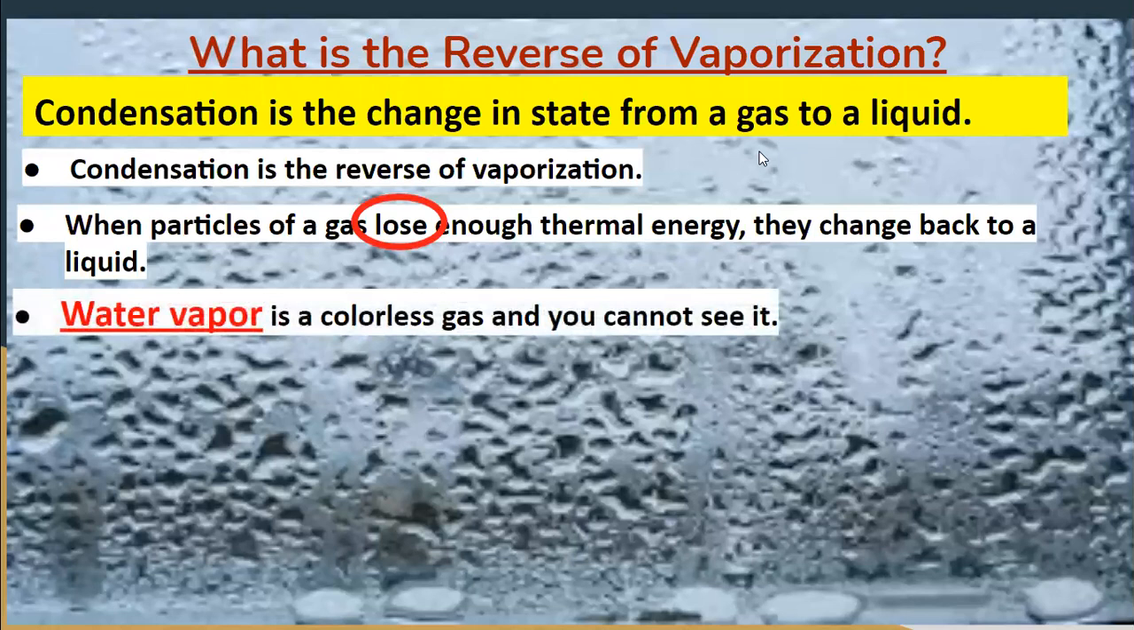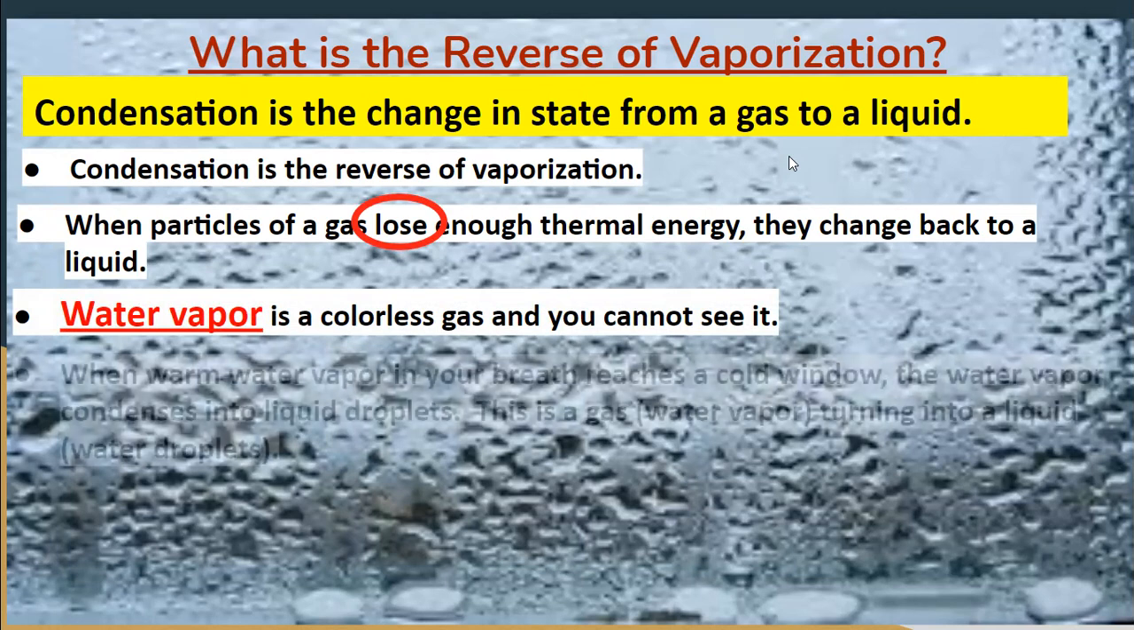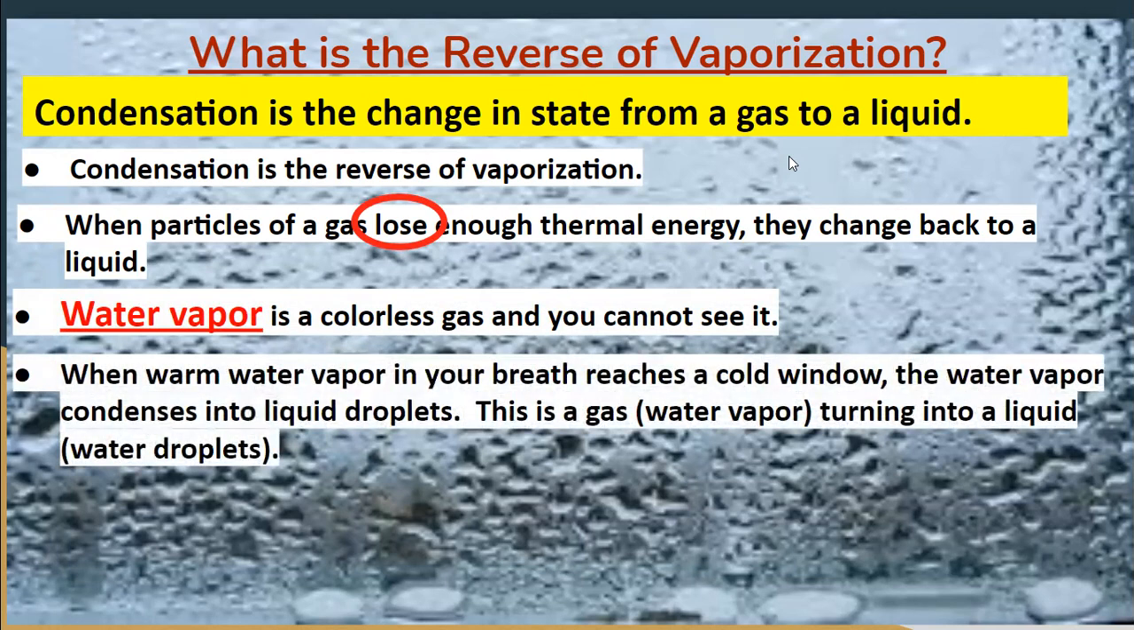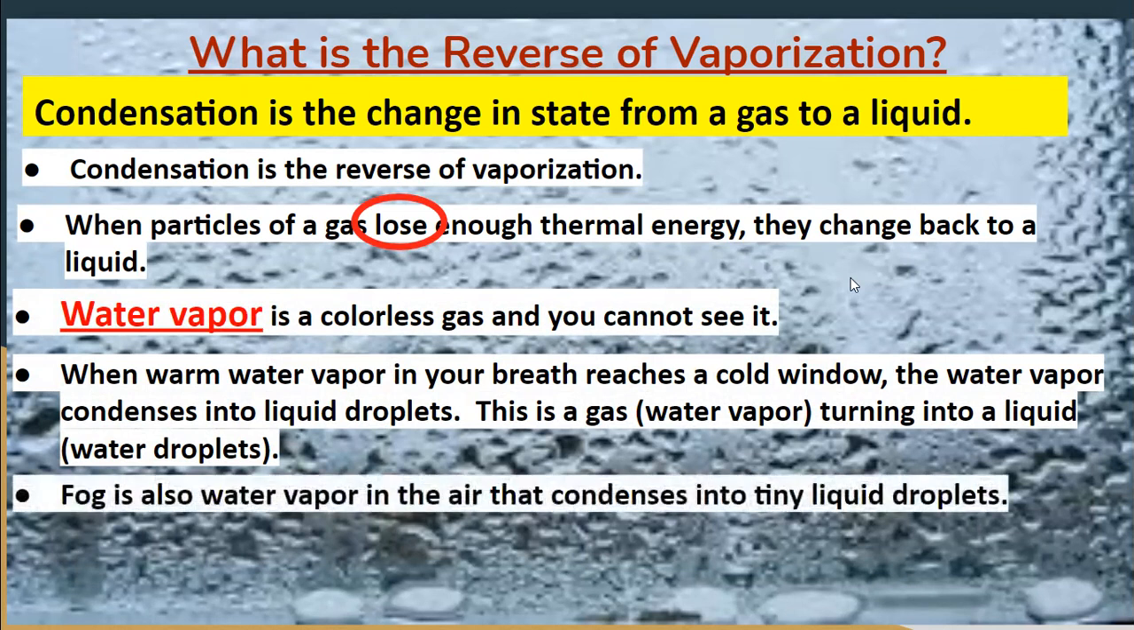Water vapor is a colorless gas that you cannot see. When warm water vapor in your breath reaches a cold window, the water vapor condenses into liquid droplets. This is a gas, the water vapor from your breath, turning into a liquid, water droplets on the window. Fog is also water vapor in the air that condenses into tiny liquid drops. And you can always think, when it's foggy out and you walk through the fog outside, you're going to get your hair more kind of moist and wet. You're going to feel like it's wet.